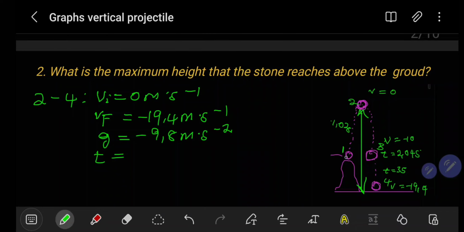Remember, it took the ball from point 1 to point 4, 3 seconds to reach the ground, and we know that it takes 1.02 seconds for it to reach point 2. So we can subtract 1.02 from 3, and then we get the time from 2 to 4, which is 1.98 seconds. Then remember, we are looking for the displacement.